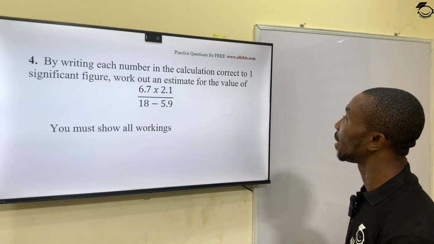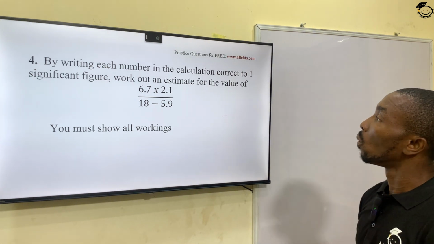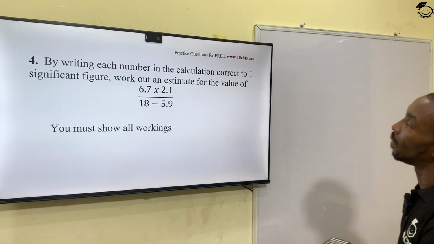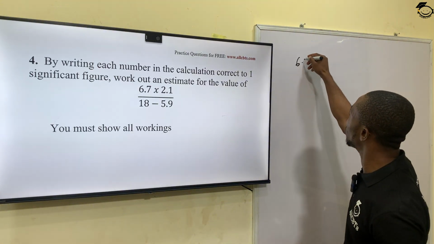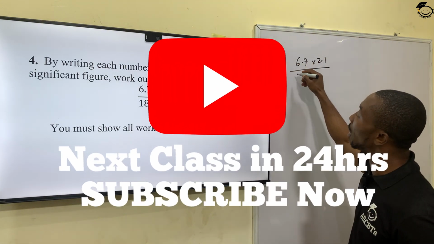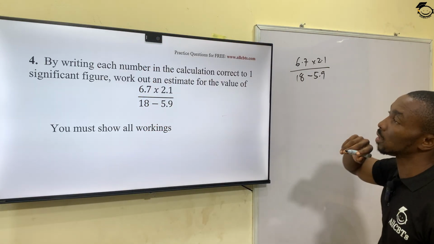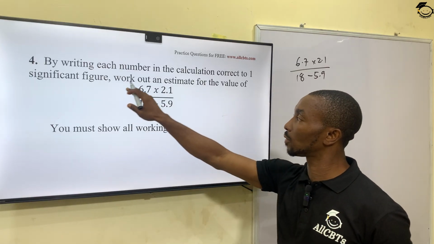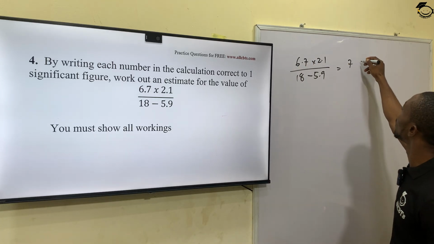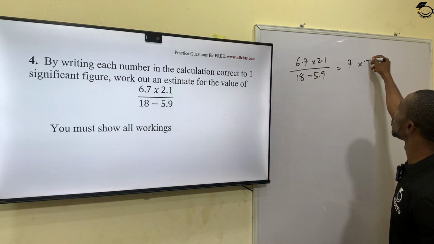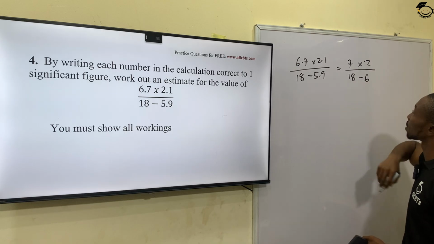By writing each number in the calculation correct to one significant figure, work out an estimate for the value of 6.7 times 2.1, all over 18 minus 5.9. Now, since we are asked to correct to one significant figure, this becomes 7 times 2 all over 18 minus 6.